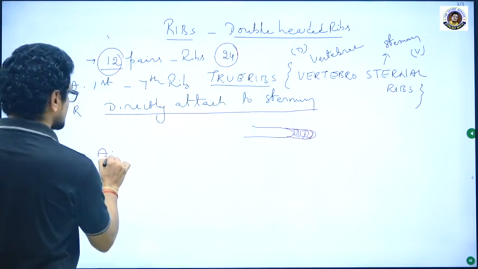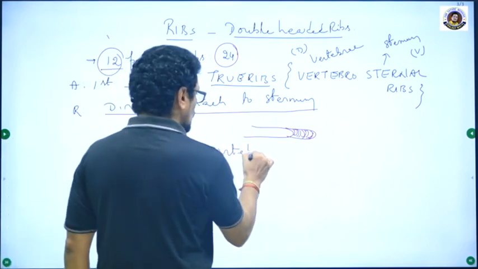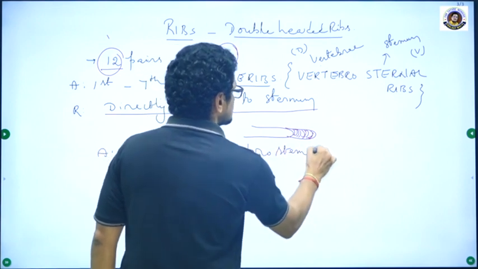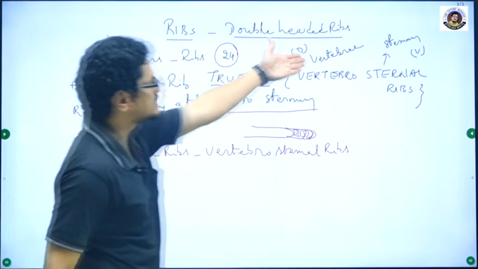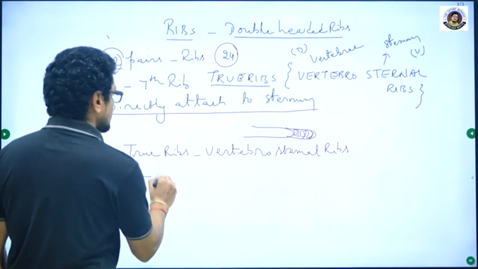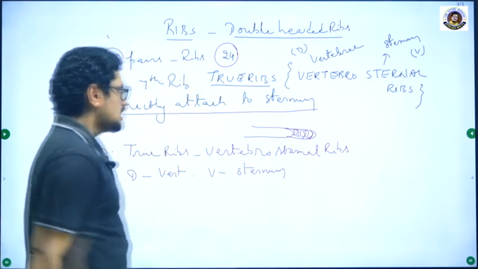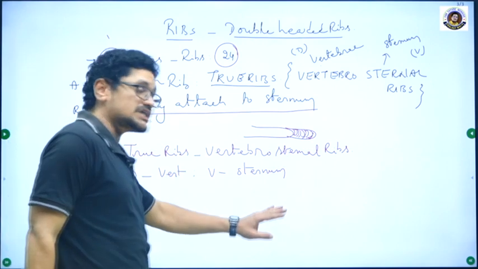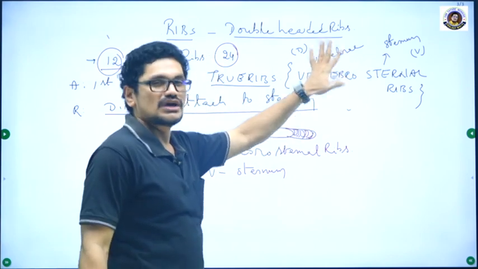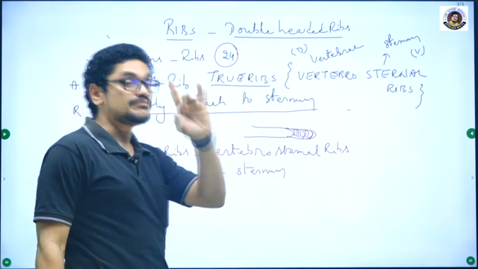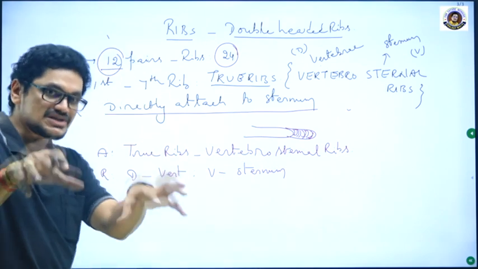I will write here another assertion. True ribs are also called vertebrosternal ribs. Assertion. Reason. This is the reason. Why? Because on one side, on the dorsal side, they attach to the vertebrae, and on the ventral side, they are attached to the sternum. On the other side, they are attached to the sternum. That is the reason why vertebrosternal ribs are called true ribs. Especially, they are attached to the sternum with the help of hyaline cartilage. That is the reason why they are called true ribs. Some other reasons are also there why they are called true ribs.